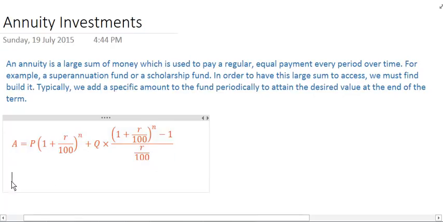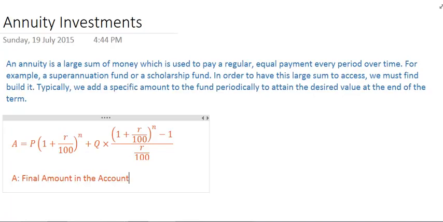So let's write out what each of these variables means. So A, keep our font color, so red, this is very important. A is the final amount in the account. That would be the same as compound interest. A is what we end up with. P is the principal, the initial amount.